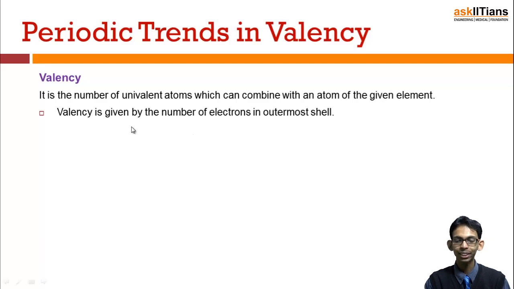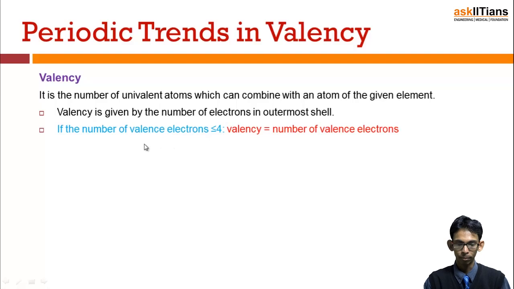So valency is given by the number of electrons in the outermost shell. Actually, the electrons in the outermost shell are valence electrons, and valency depends on valence electrons. Now, if the number of valence electrons is 4 or less than 4, in that case valency will be simply equal to the number of valence electrons.